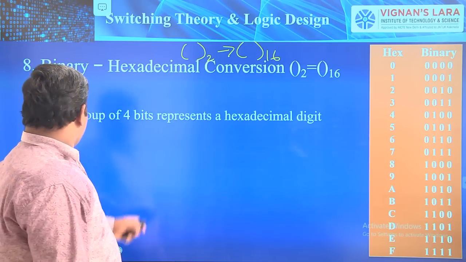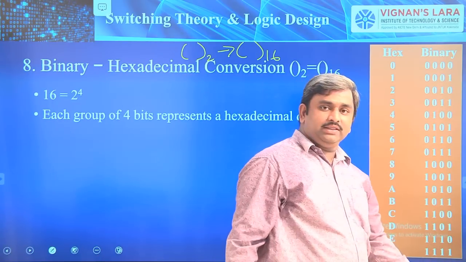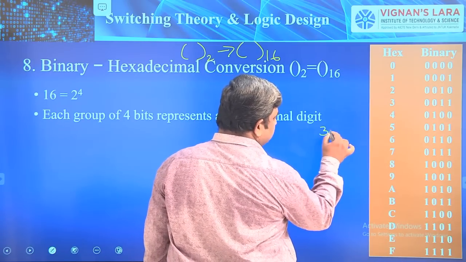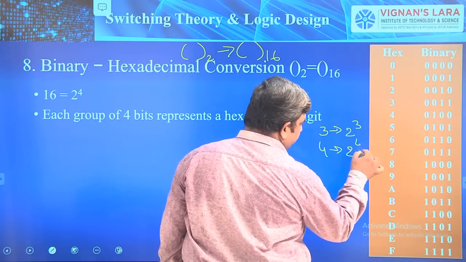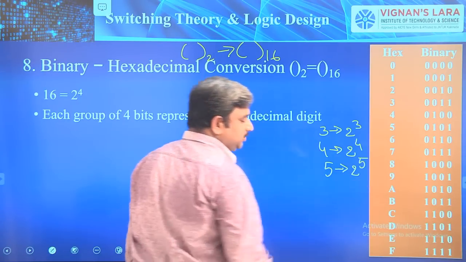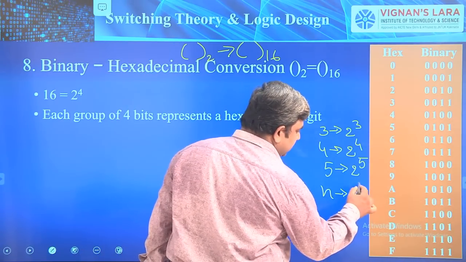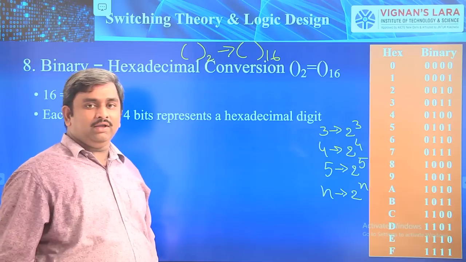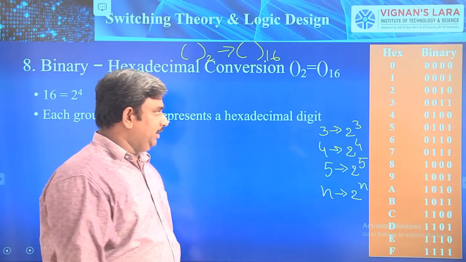Now here, for 16, by using 4 digits I can represent the maximum possible combinations. I said that in the previous slide. For example, if I have 3 bits, the maximum possible combinations is 2 power 3. If I have 4 bits, the maximum possible combinations are 2 power 4. If I have 5 bits, it is 2 power 5. For any number n of bits, the maximum possible combinations are 2 power n. So this is the very simple procedure to identify the maximum number of possible combinations.